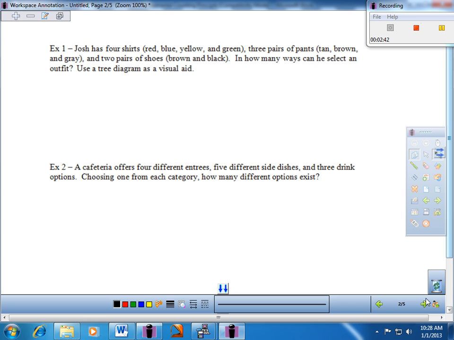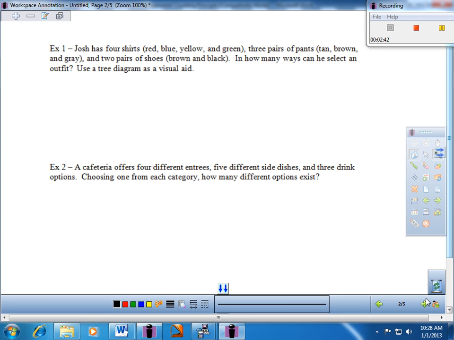It looks like I have a number of examples to back this up. Nice and straightforward to start. If you've seen this before, great, bear with it. A couple of the harder problems will certainly be on the back side. So anyway, here we go. Josh has 4 shirts, red, blue, yellow, and green, 3 pairs of pants, tan, brown, and gray, and 2 pairs of shoes, brown and black. How many different ways can he select an outfit? Use a tree diagram as a visual aid here.